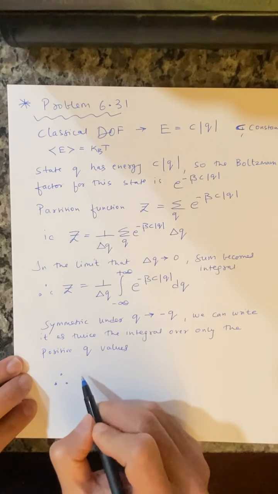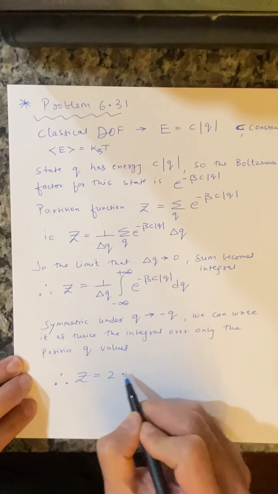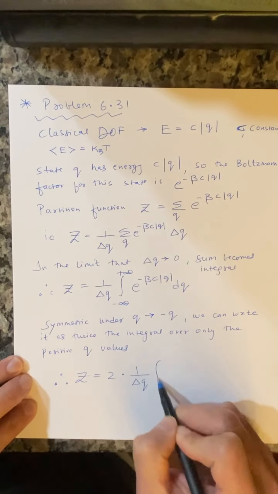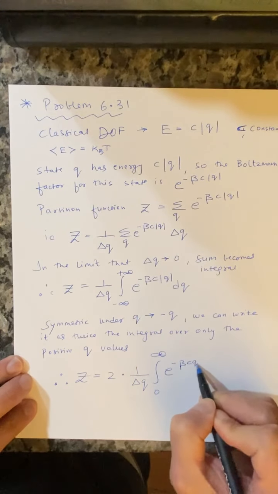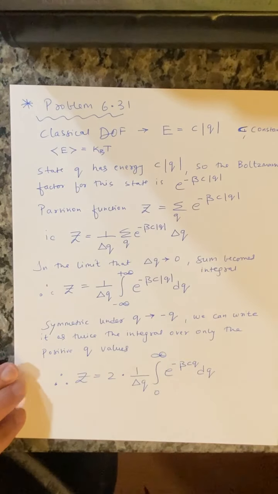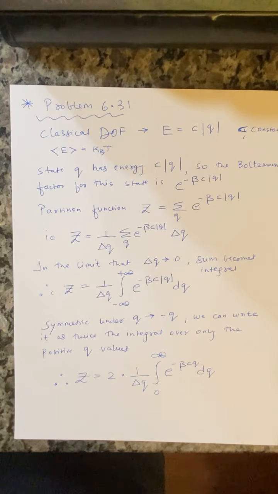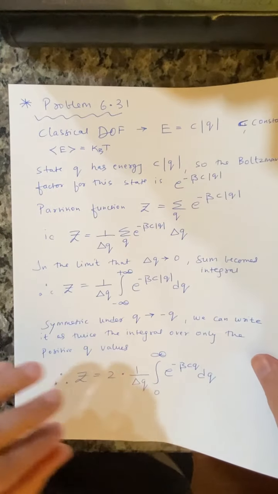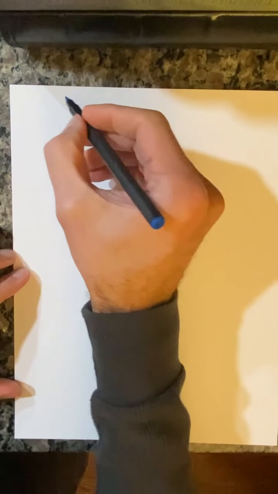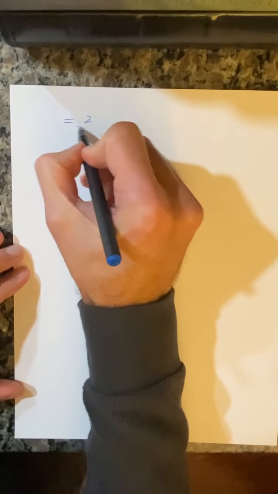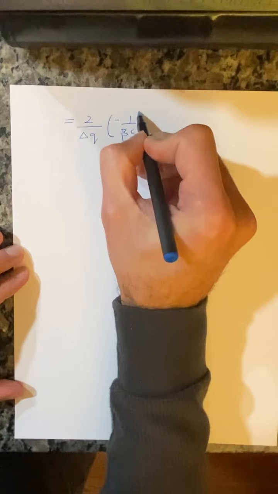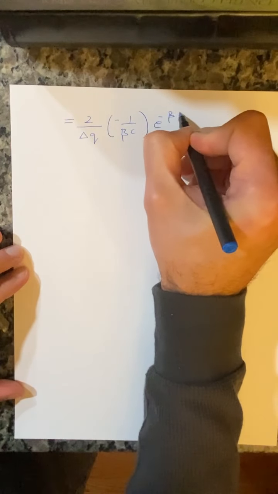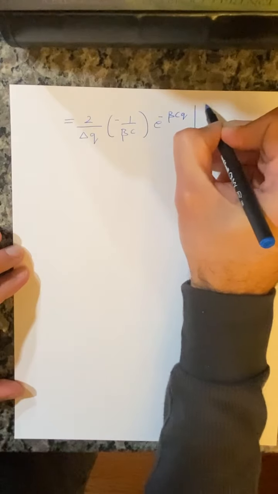Let's do that then. Therefore, Z is equal to 2 times 1 over delta q, integral 0 to infinity, e raised to minus beta c q dq. Solve this integral and let's put the limits. Okay, let's try to solve this integral, put the limits and see where we end up. If I continue, that's going to be equal to 2 over delta q, minus 1 over beta c, e raised to minus beta c q, with the limits 0 to infinity.